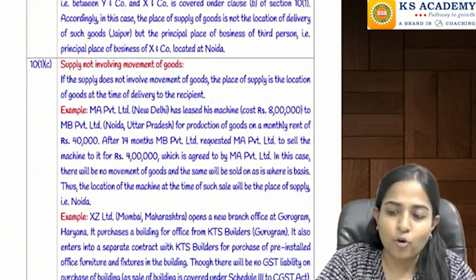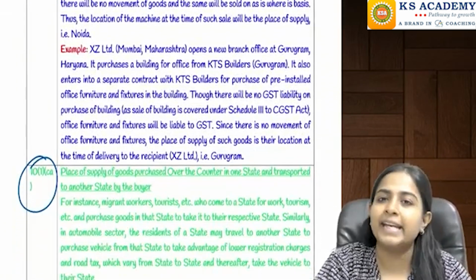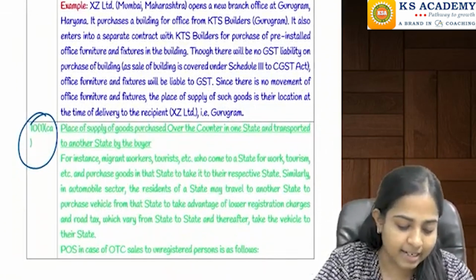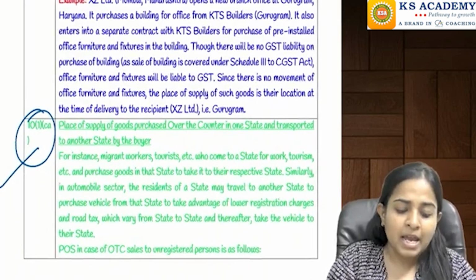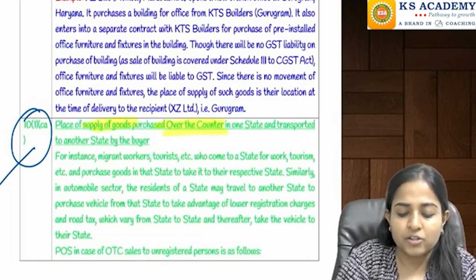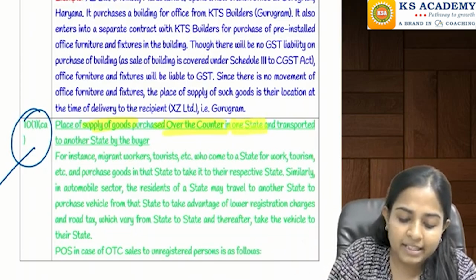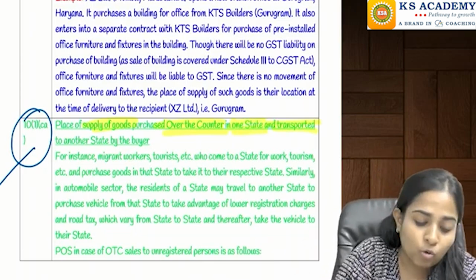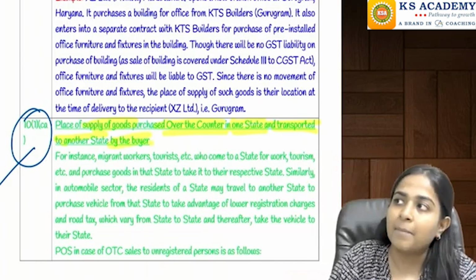One was normal, where it involved movement of goods; then when there was no movement of goods involved, in case of bill-to-ship-to model, etc., we had considered that. Now section 10.1 CA, a very simple provision. Here they are talking about the place of supply of goods which are purchased over the counter in one state and transported to another state by the buyer.